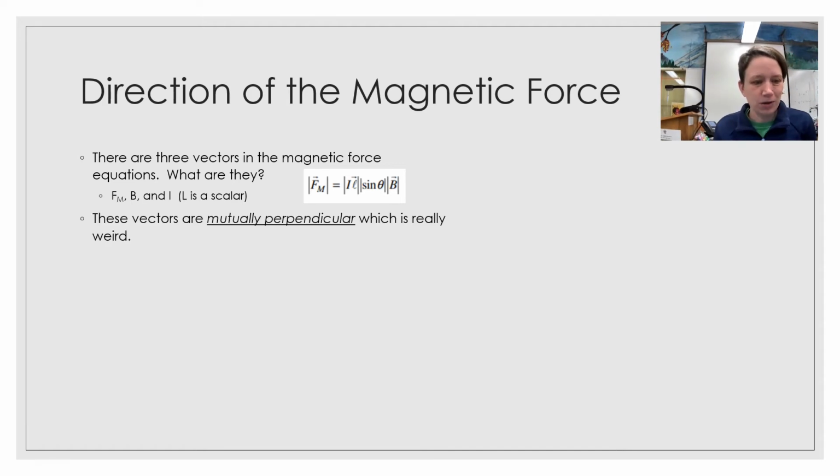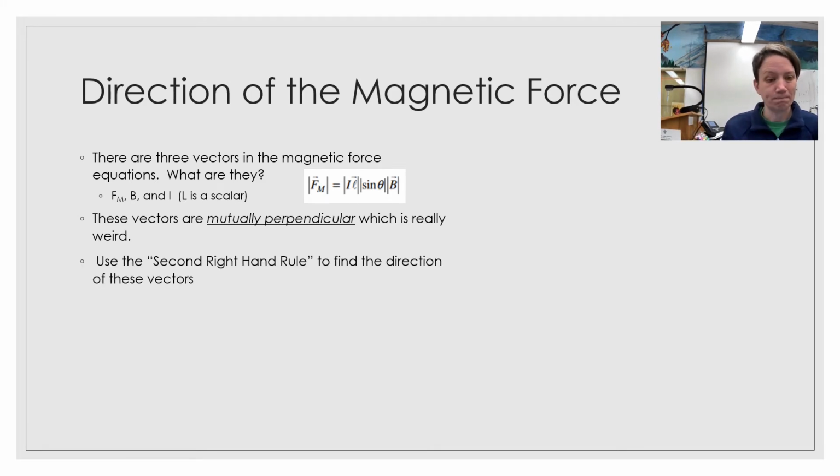Well, the really, really weird thing about magnetism is that, in fact, none of those vectors are in the same direction. They're actually mutually perpendicular with each other. And we'll talk a little bit conceptually about why in class, but for now, I'm just going to tell you the what, which is that if one of those vectors is in the x-axis, another one must be in the y-axis, and the third must be in the z-axis. We can't have 2 that are parallel with each other, or there basically is no magnetic force.